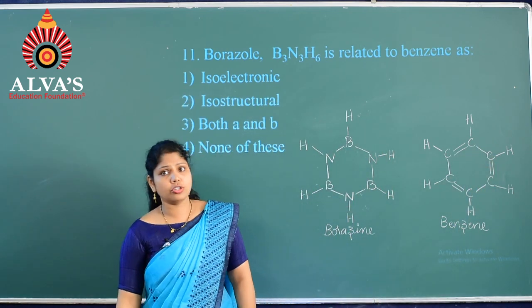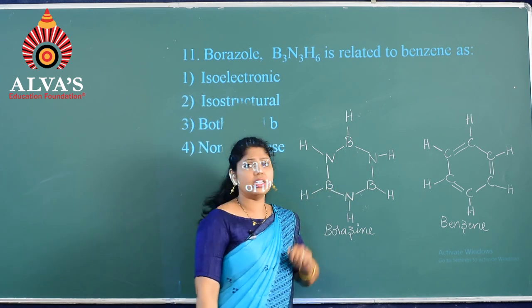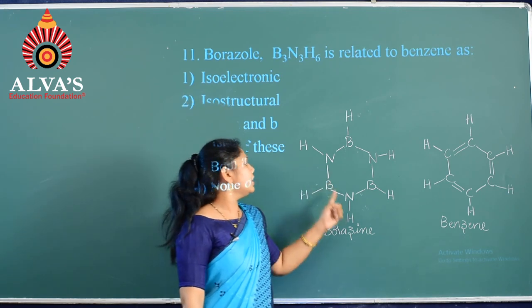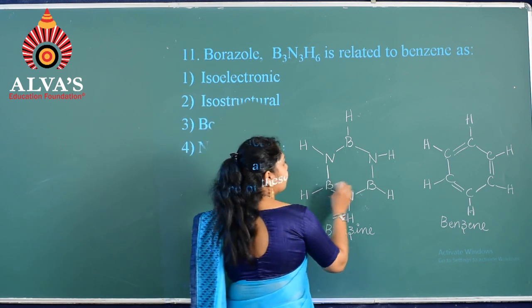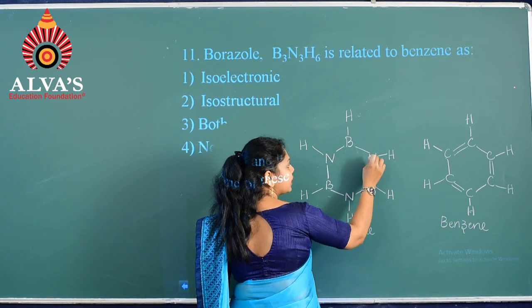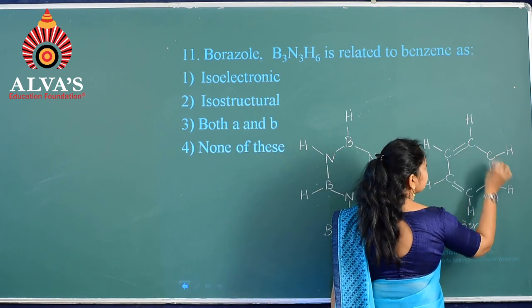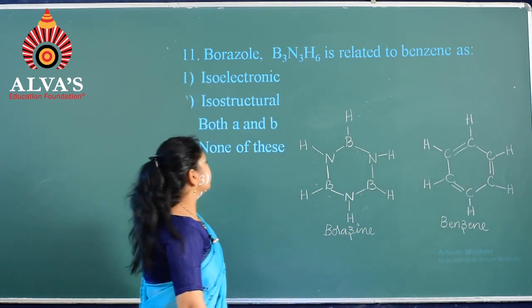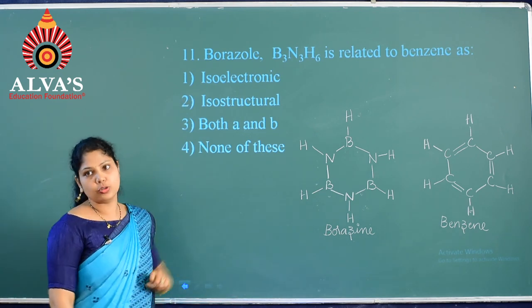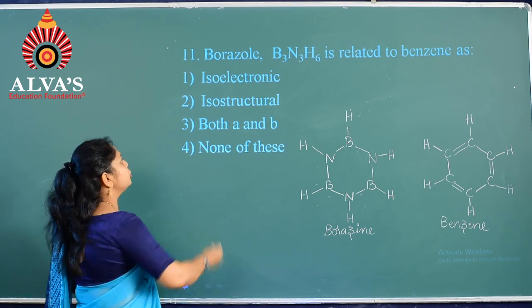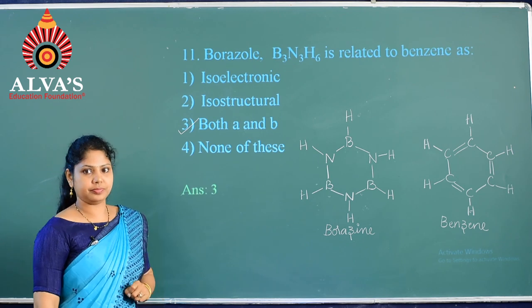The valence electrons of carbon is 4, whereas the valence electrons of boron is 1 less than carbon. The valence electrons of nitrogen is 1 more than carbon. As a result, 3 boron atoms and 3 nitrogen atoms' electrons compensate for the 6 carbon electrons. As a result, both the structures are isoelectronic as well as isostructural. Hence, the correct option is option number 3, both A and B.